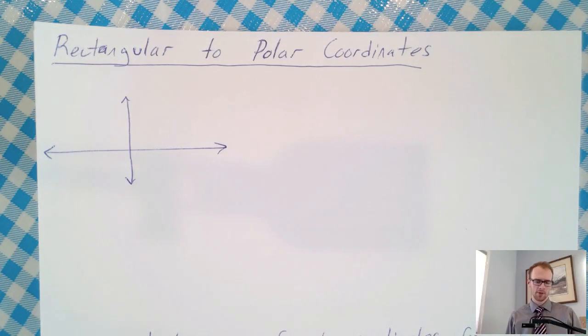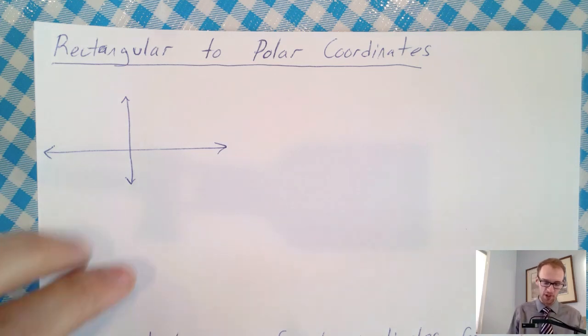In the last video, we learned how to convert polar coordinates to rectangular, and in this video, we're going to go from rectangular to polar. And I would like to be able to say that it's just going backwards, what we did last time, but it's not that simple. Okay, let's start out kind of like we did last time.